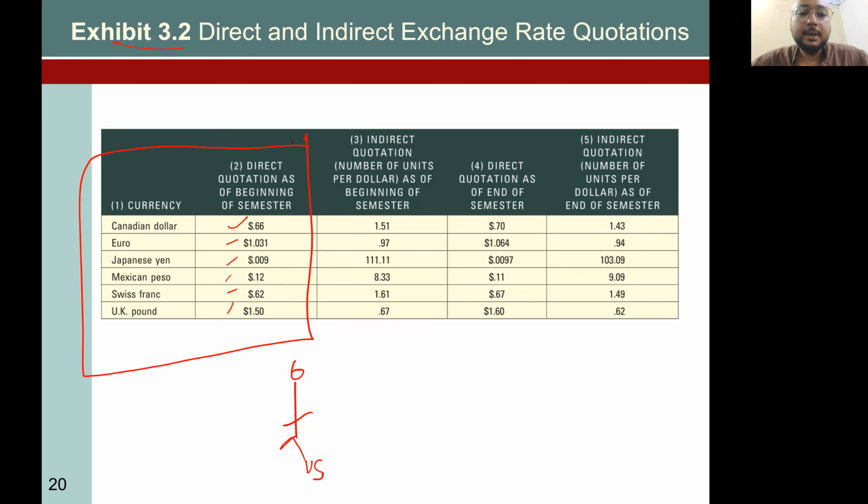And on the billboard, you have seen these quotations here. One Canadian dollar is equal to $0.66. 1 euro is equal to $1.031. Japanese yen, 1 yen is equal to $0.009. Mexican peso, so you see here.